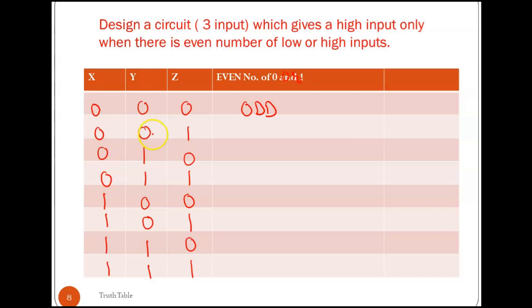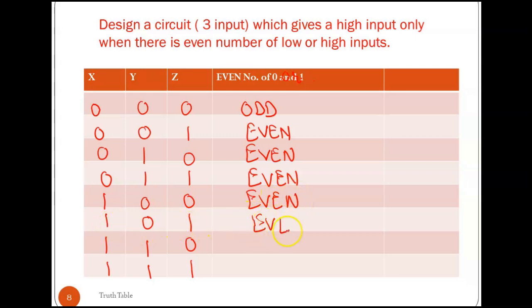Okay. Now here you check even number of zeros are there, so we will write even. Here also even number of zeros, so even. In this you have even number of 1s, so even. Then even number of 0s, even. Here also 2 ones, even. Then even number of ones, even, and then odd number of ones, so odd.